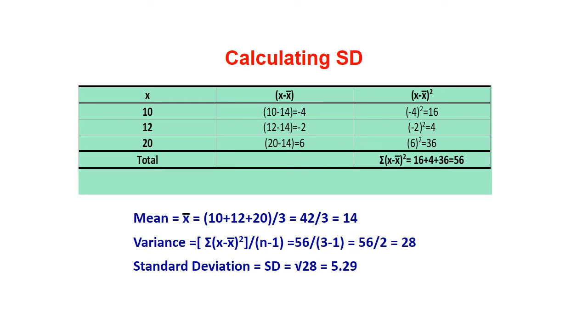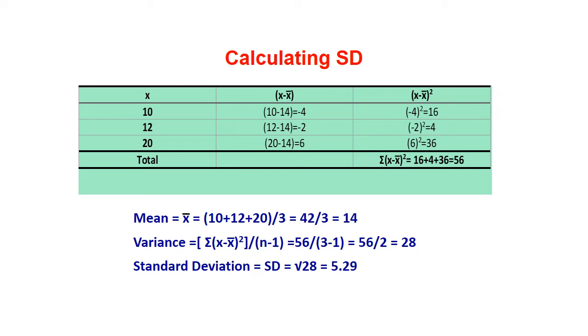Assume we have a small sample with values 10, 12, 20 indicated on the left column of the table. You first calculate the mean, which means you add 10 plus 12 plus 20, you get 42, and you divide by 3, and you get an answer of 14. So the sample mean is 14. You then subtract the mean from each value, and say 10 minus 14, you get minus 4, 12 minus 14, you get minus 2, 20 minus 14, you get 6, as shown in the second column.